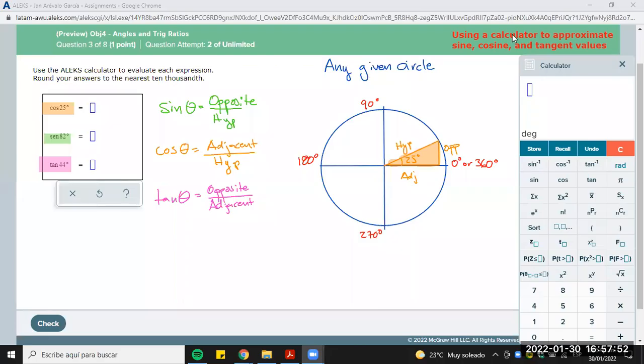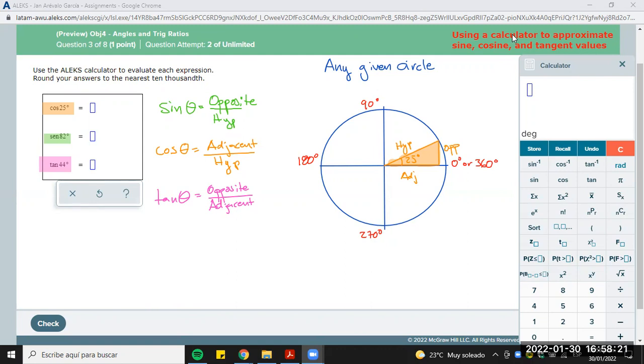Hey guys, this is called using a calculator to approximate sine, cosine, and tangent values. Remember that sine, cosine, and tangent values are just ratios between the sides of a triangle formed by a particular angle. For example, the first question says, what's the value of the cosine of 25 degrees? And here we have the triangle formed by such an angle.